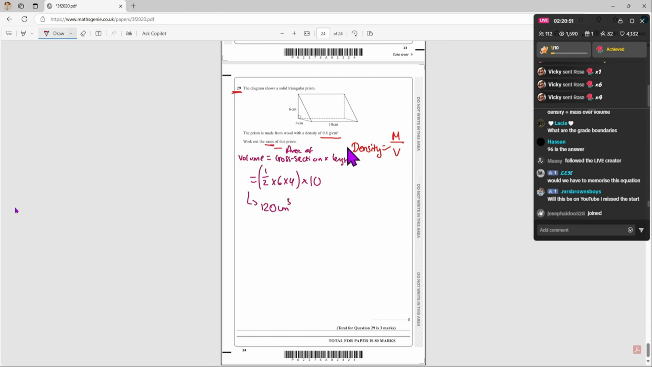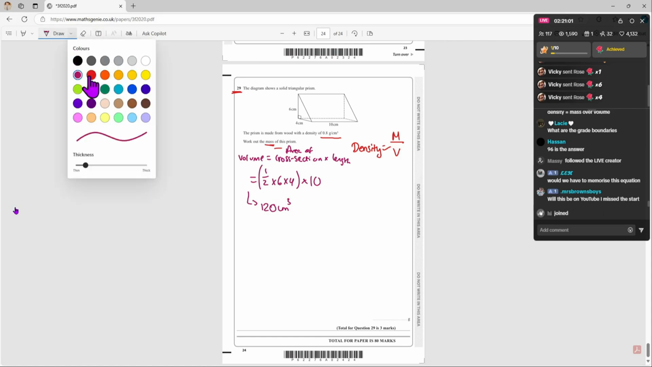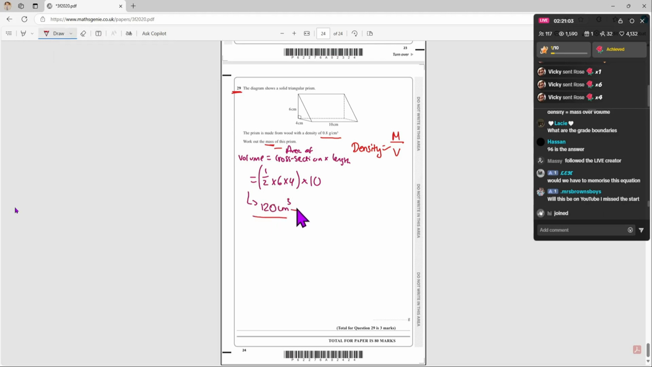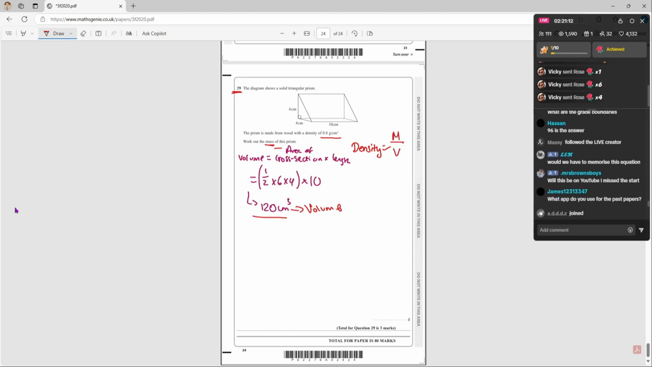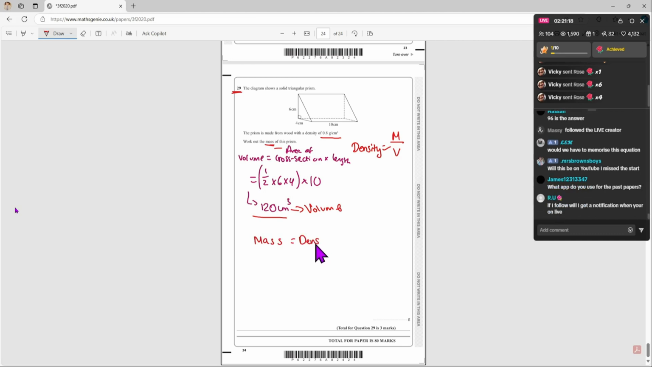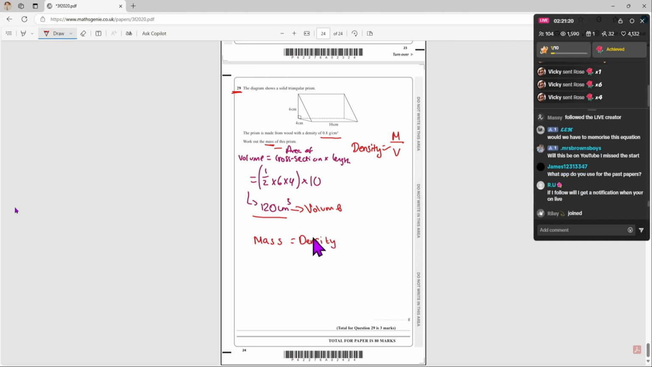To work out the volume, you have to memorize this equation to find the volume of any prism. It's just the area of the cross section times the length. It's fairly simple. So now we've got the missing value we were trying to work out, the volume, and we can substitute it in. First of all, we have to rearrange this equation to find the mass: mass equals density times the volume.